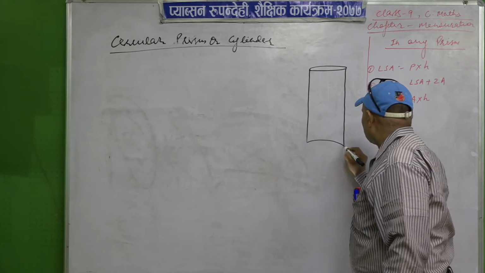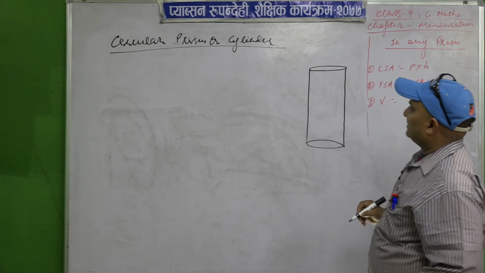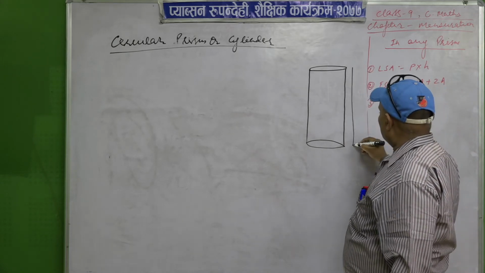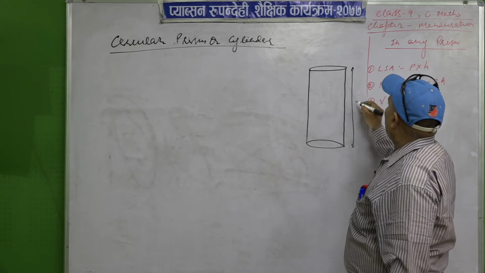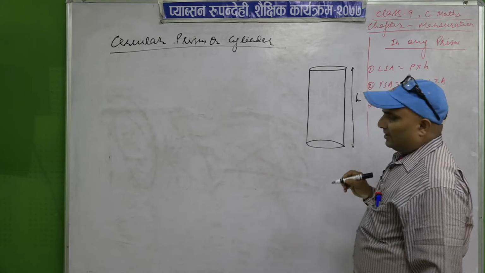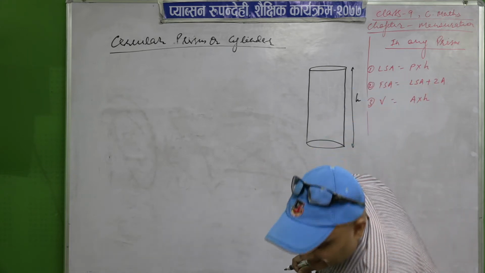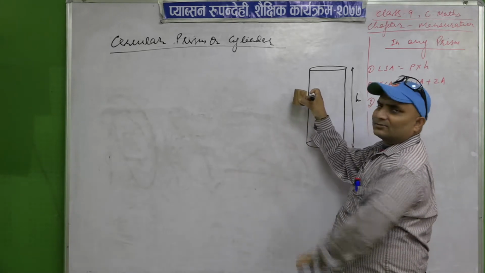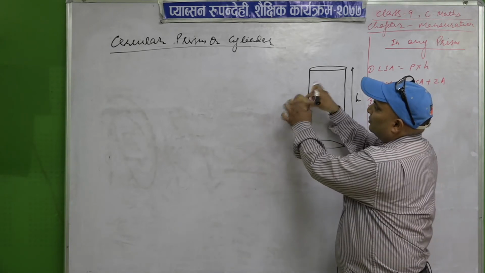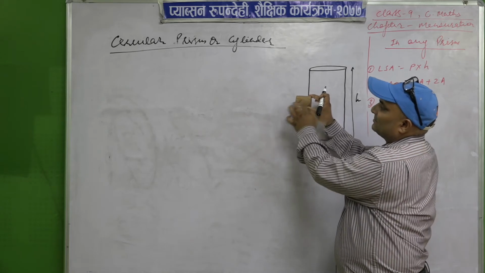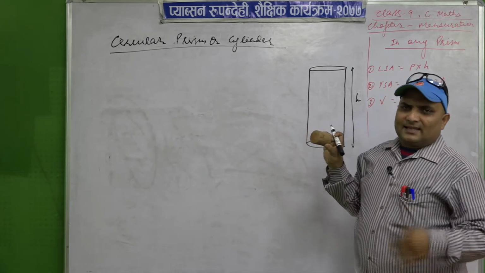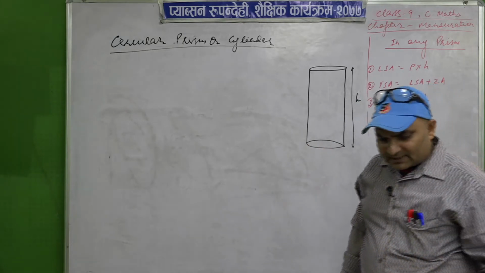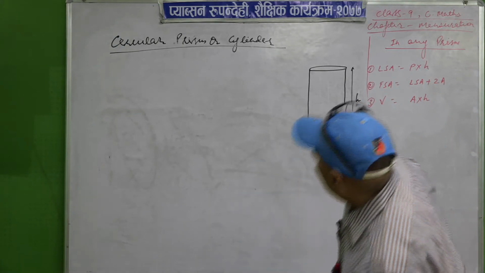This is a cylinder. Suppose this is the height of the cylinder. If you put this cylinder this way, then this will be the height of the cylinder. But if you put this cylinder this way, then this will be the length of the cylinder. The meaning is the same. Either you can say height of the cylinder or the length of the cylinder.